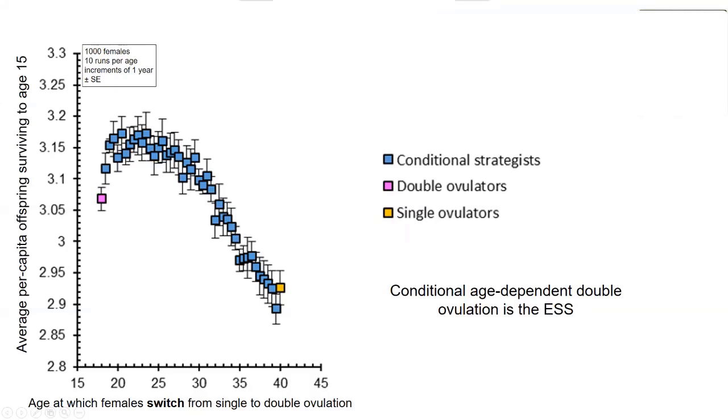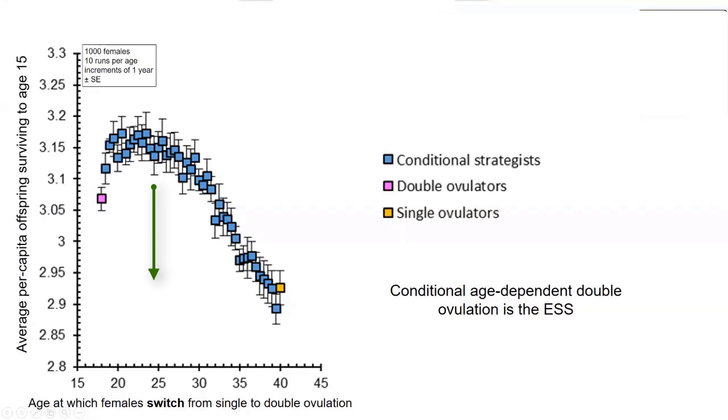All the blue points are simulations in which women are switching from single to double ovulation at different ages. So all of those points represent different conditional ovulatory strategies defined by the age at which the women switched from single to double ovulation. And what's clear from this graph is that the average per capita offspring surviving to 15 for these different strategies is maximized by a switching strategy at about 25 years of age.